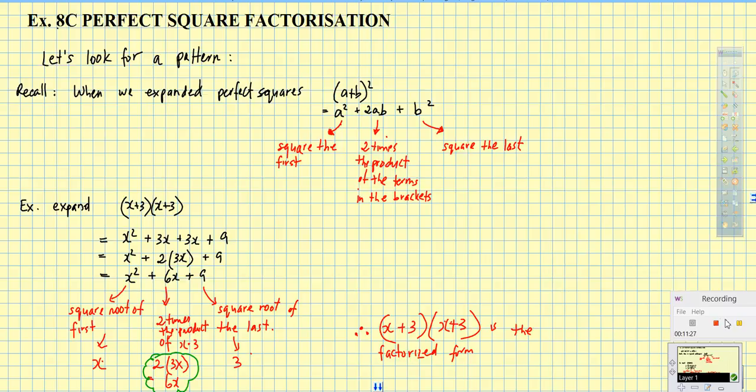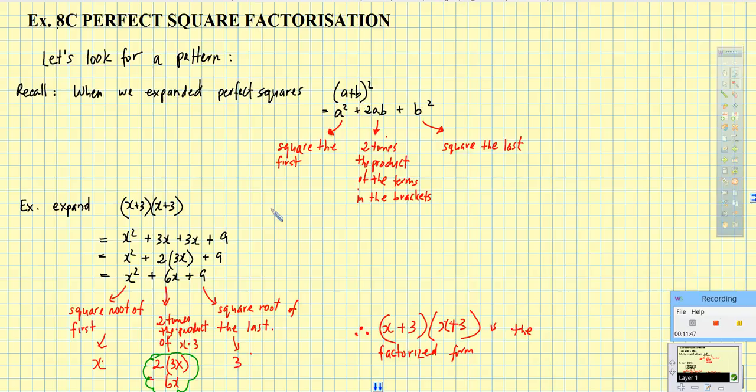It isn't absolutely necessary to learn the perfect square factorization, but with perfect square expansion, or factorization rather, if we look at the expansion of perfect squares, then we would see that we would square the first, we would square the last, and then we take 2 times the product of the terms in the brackets. That's how we expanded these.